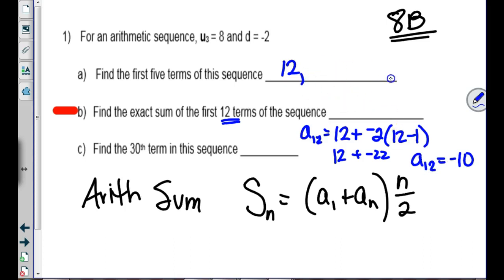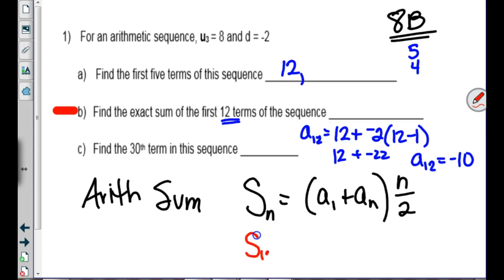We had the first 5 terms, right? What was the 5th term? What was it? +4? That was the 5th term. If we kept going down 6 more times, we would be at -10. That seems good. All right, now how do we find the sum?